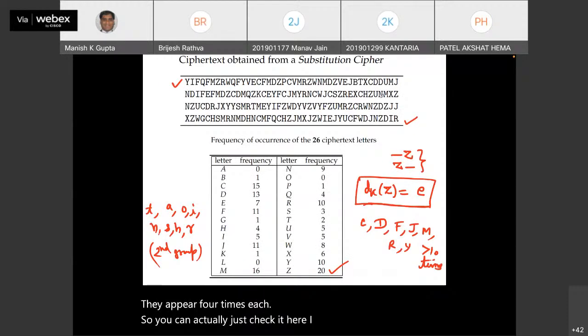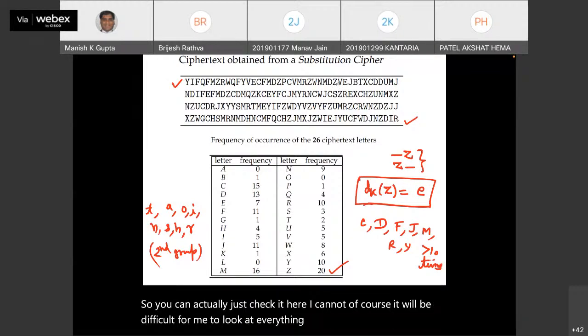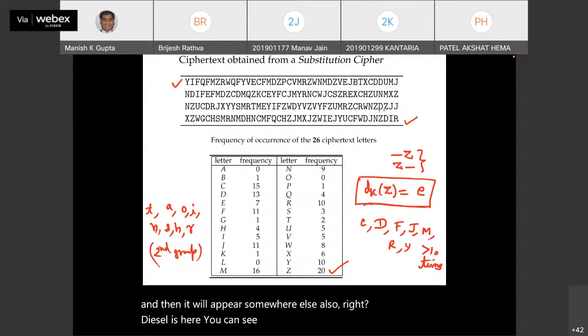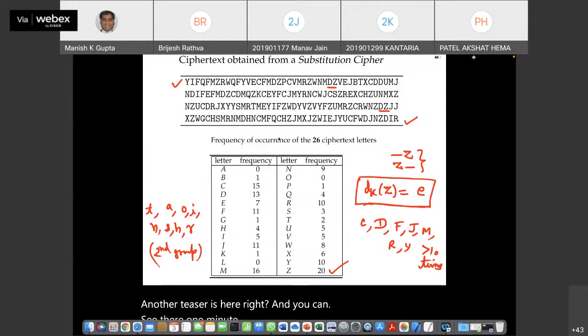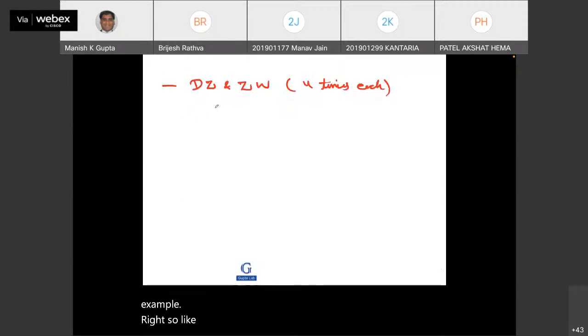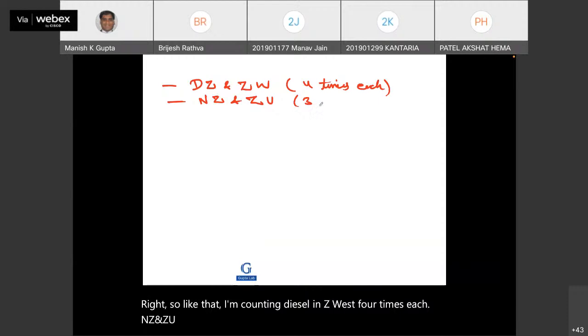You can just check it here. Of course, it will be difficult for me to look at everything here. For example, DZ is here, and it will appear somewhere else also, right? One DZ is here, another DZ is here. One minute. Okay, I'm just counting. Another DZ is here. So like that, I'm counting DZ and ZW 4 times each, NZ and ZU 3 times each.